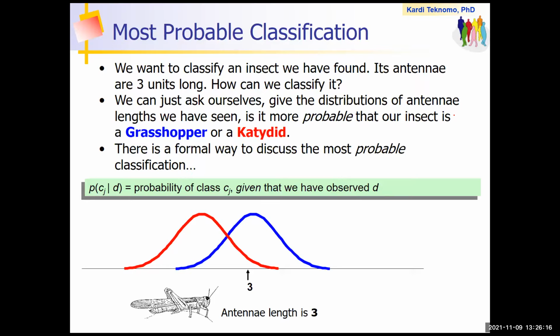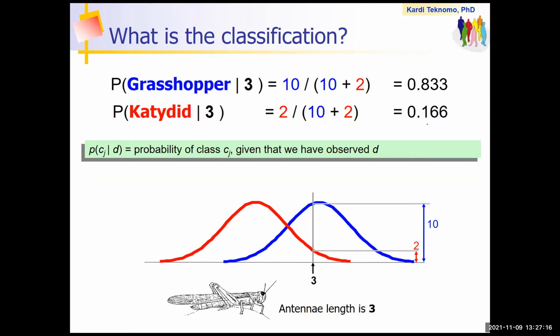If you want to classify a newly found insect, say the antenna has a length of 3 units, how is the classification? Then we ask ourselves, given the distribution of antenna length, is it more probable that our insect is actually a grasshopper or a katydid? Which one? Basically, given the data D, in this case, a while ago we used X and here we use D, we want to find the probability of class C. Exactly the same as a while ago, isn't it?